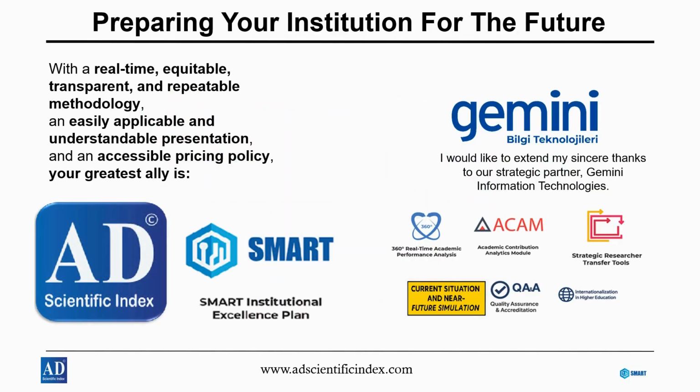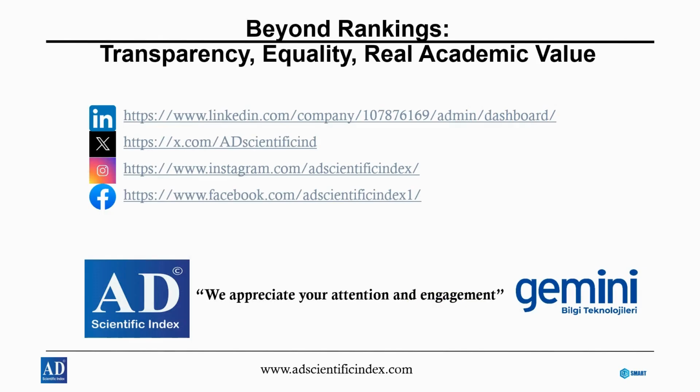We emphasize that preparing institutions for the future requires a methodology that is real-time, equitable, transparent, and repeatable. Our approach is designed to be easy to apply, easy to understand, and supported by accessible pricing. With these advantages, the AD Scientific Index and the SMART Institutional Excellence Plan become powerful allies for institutions seeking continuous improvement. I also express our sincere appreciation to our strategic partner, Gemini Information Technologies. Our work goes beyond rankings. We focus on transparency, equality, and real academic value.